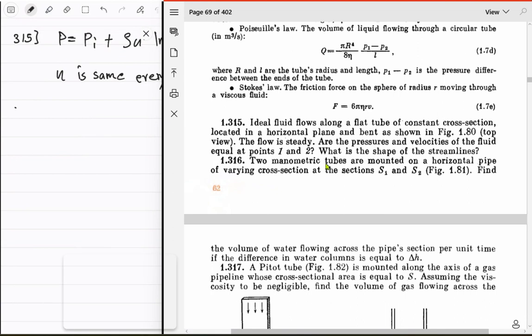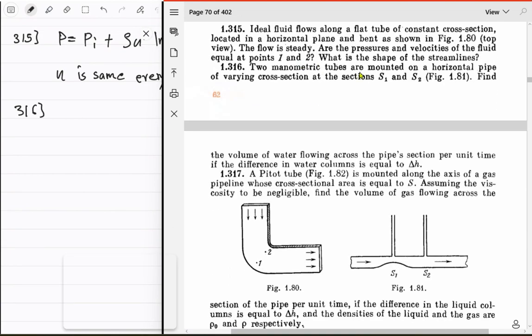Okay, then you have 316. Let's go. Two manometric tubes are mounted on a horizontal pipe of varying cross section at the sections S1 and S2. Find the volume of water flowing across the pipe's section per unit time. So you want the volume flow rate. If the difference in water columns is equal to delta H, then rho g delta H, and of course you use these columns to measure the hydrostatic pressure.